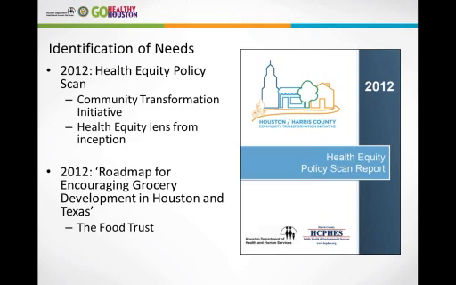Meanwhile, at the same time, the Food Trust, which is an organization out of Philadelphia, created a task force within Houston called the Houston Grocery Access Task Force, which looks specifically at grocery store access for low-income and vulnerable populations. And our team at Community Transformation and the City Health Department was a member of that task force. So both of these reports made a number of similar recommendations around access to healthy food, especially for low-income vulnerable populations in Houston.